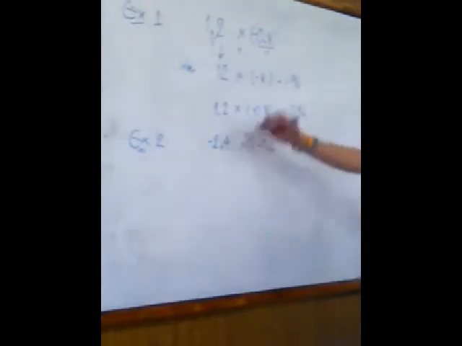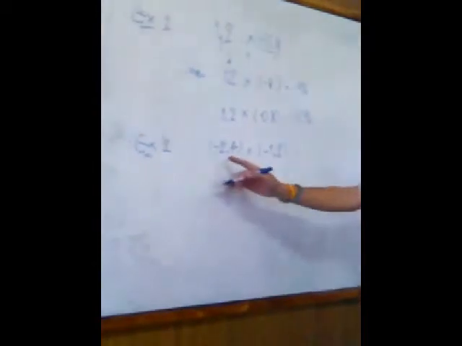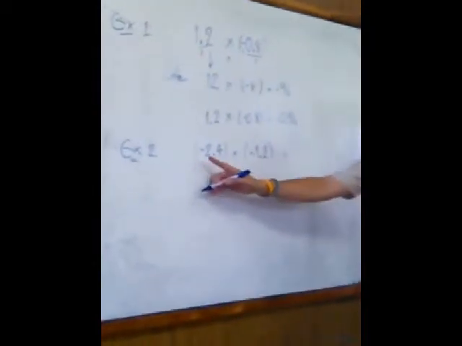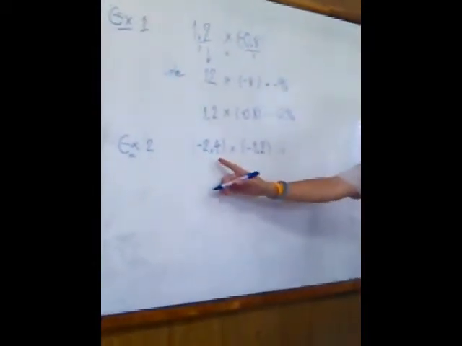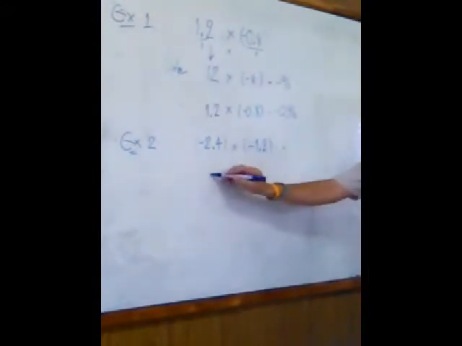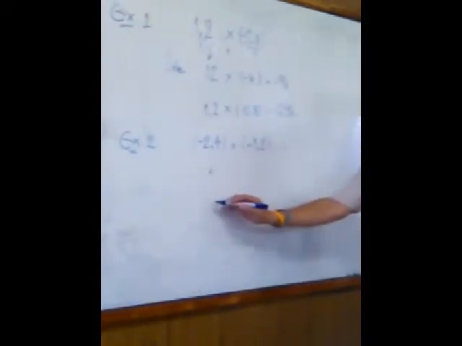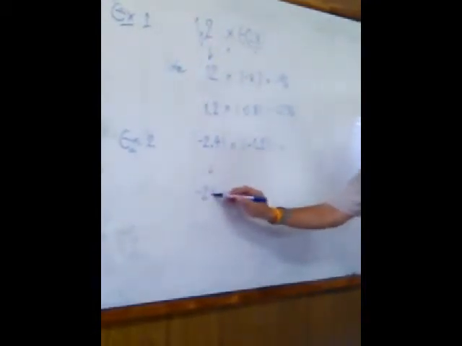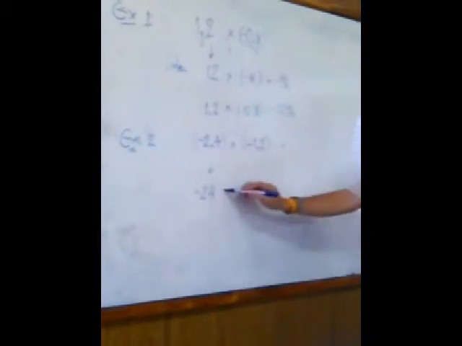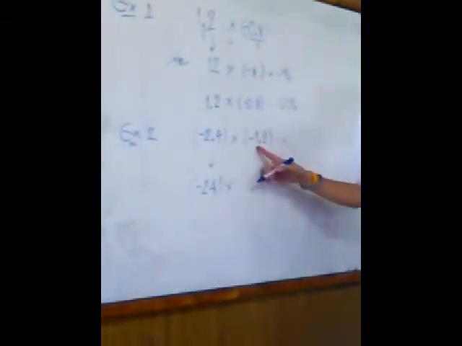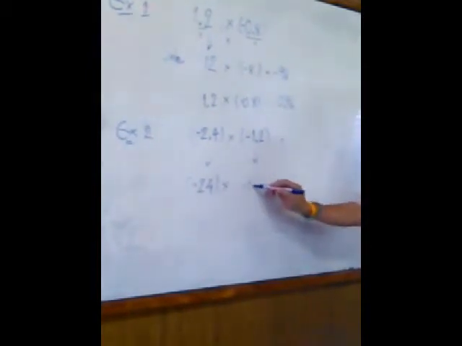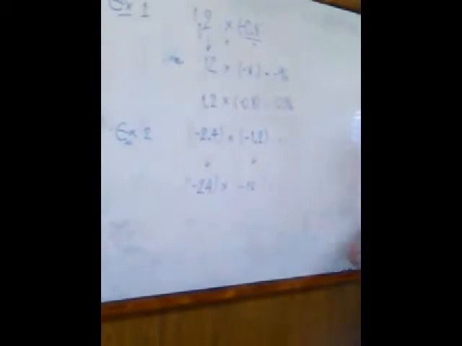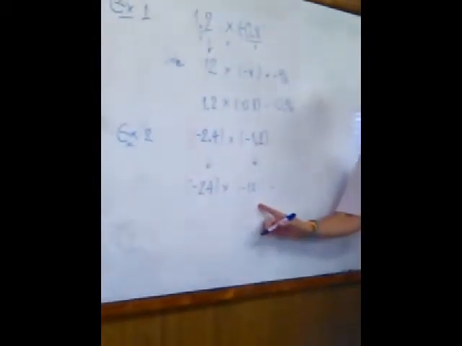Okay. Use the same method. Minus 2.4 to whole number is minus 24. Multiply by minus 12. Okay, we can find the product.